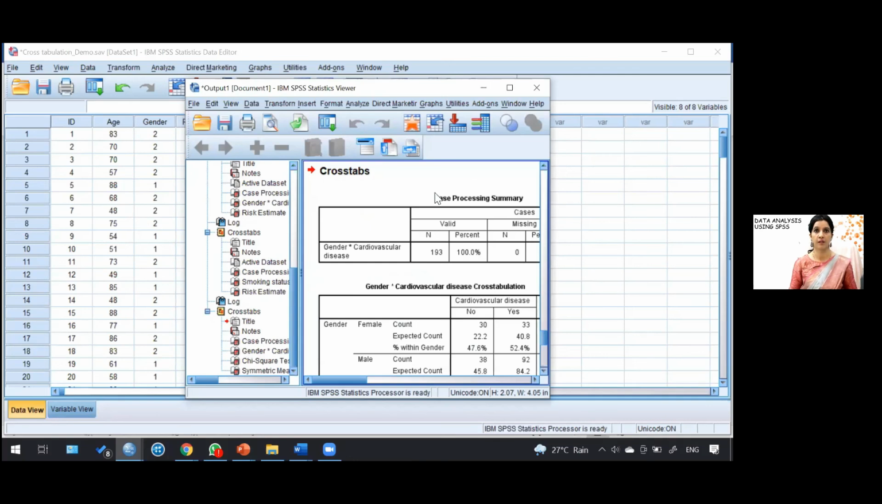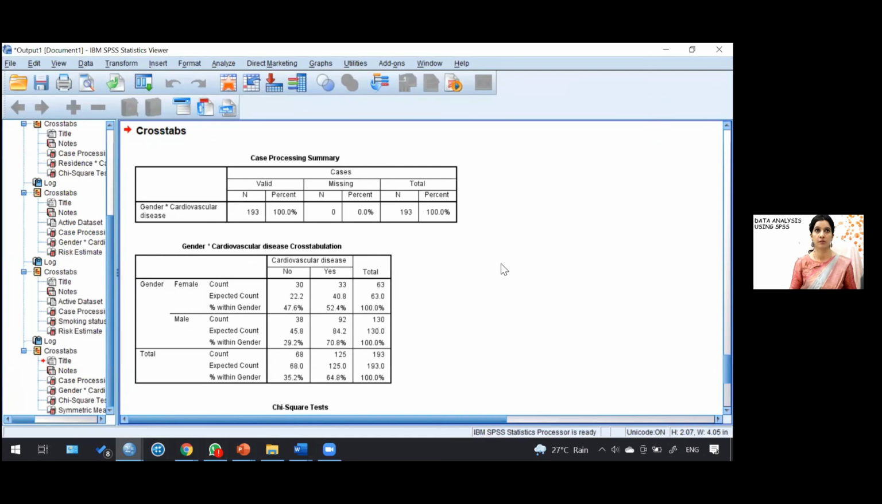Now press OK. If you have pressed OK, you will have this output. In this output you can see first the case processing summary, which will show you the total number of study subjects which you have taken in your study. Then it will show you the missing values if they are there or not. Then this cardiovascular disease status, the female, yes and no. You can see here that 40% of the females, this is the percentage. The expected count is 22 and 40, whereas the observed count is 30 and 33.